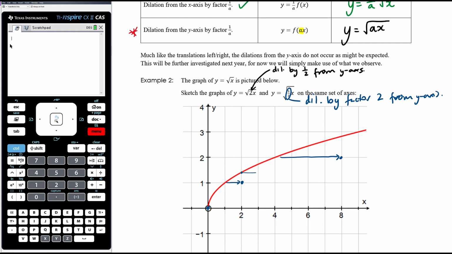When x equals 2, this point gets dilated across to here. When x equals 3, dilated across to here. Okay. And you could pick any other point really. Look at about when x equals a half, going to get dilated across to 1. So that is y equals square root of half x, which might also be written as square root of x on 2.